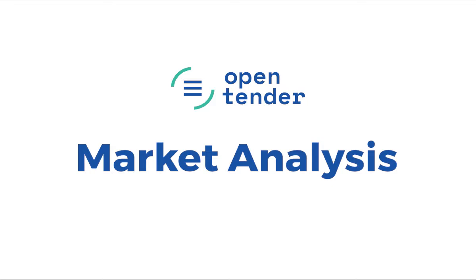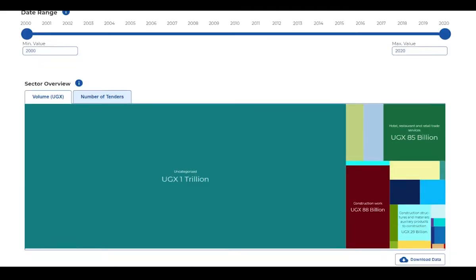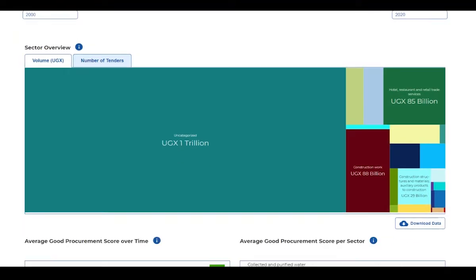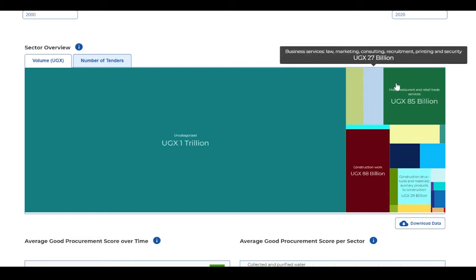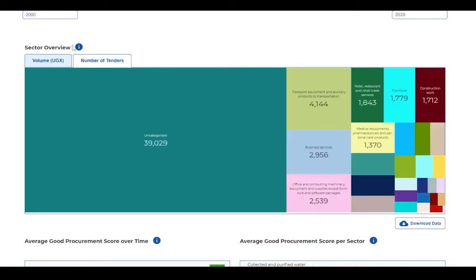So let's take a look at the market analysis page. This dashboard provides a high-level overview of Ugandan public procurement tendering. The first figure provides a sectoral overview. You can see how much Uganda spends on which sectors, either by volume, or if you click on this tab, by number of tenders.